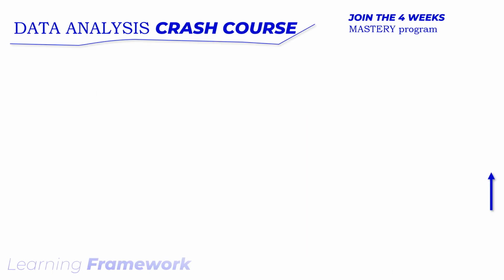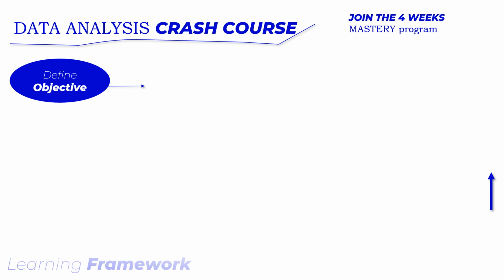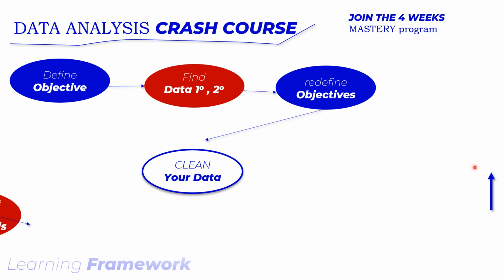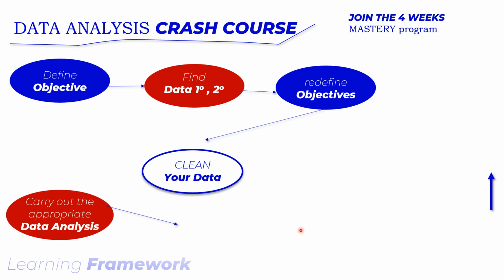Okay, so as we said, define the objective. You find either the primary or secondary data that aligns with your objective, right? And then you redefine the objective to ensure that it properly aligns with the data you have, that the data you have collected can actually give you answer to this objective. Then you clean your data, you format it very well. When we talk of formatting, we are trying to say you make it clean. If a row is supposed to be numbers, a continuous variable, ensure that it's just numbers that are in that row. Then you carry out the appropriate data analysis.